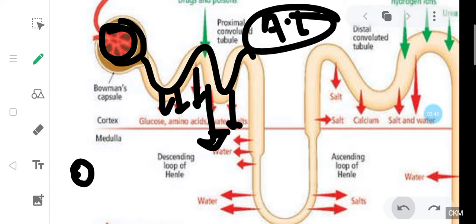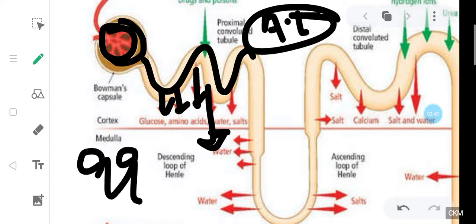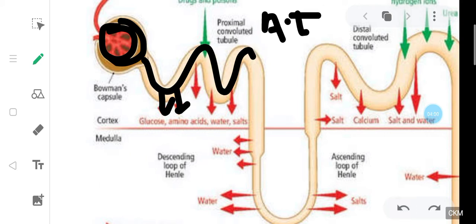Now what will happen? 99% of the water and other material like glucose is reabsorbed, and 100% of amino acids are reabsorbed back in the proximal convoluted tubule. And then what will happen next? Then the left material is transferred to the loop of Henle.